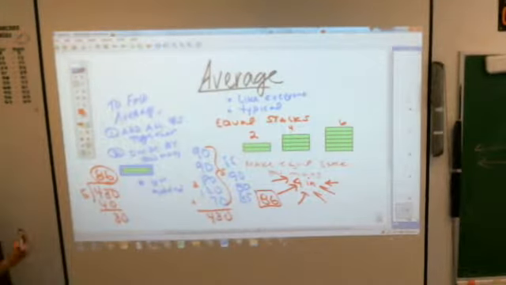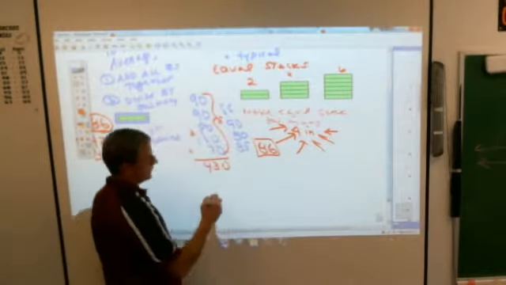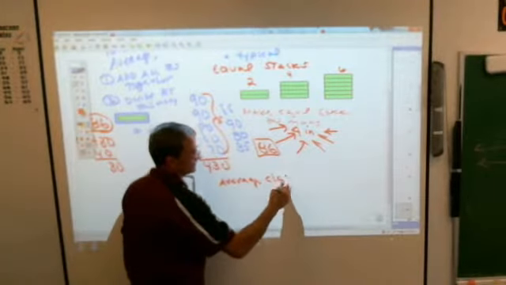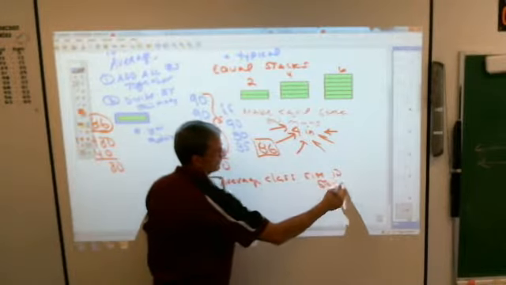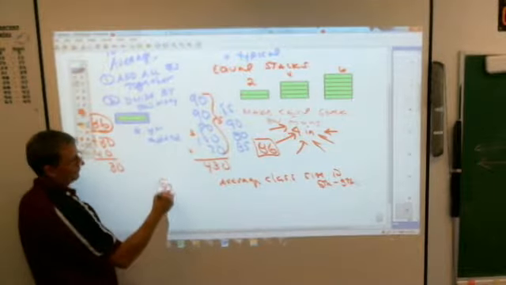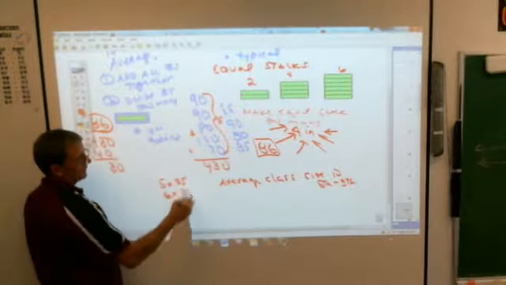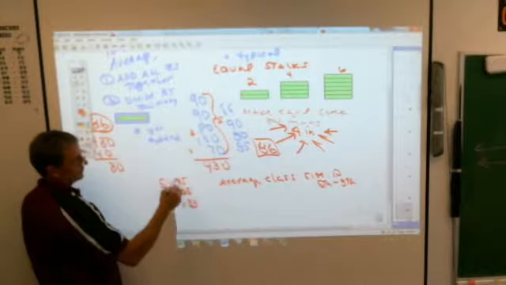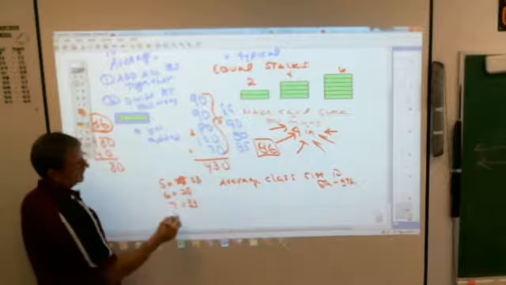Or let's say I asked you what is the average class size in 5th through 8th grade. Well, let me give you the numbers here. I believe 5th grade has 25. You guys have 25. 7th grade has 33. And well, I mean, 5th grade only has 23, I think. They don't have 25. They have 23. And 8th grade has 25.